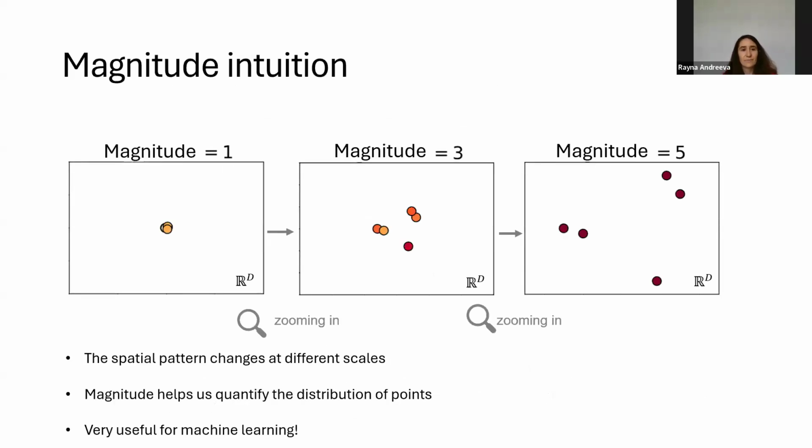So let's start with a simple visualization exercise. Start with a bunch of points and think about what happens with these points when you zoom in. Depending on the scale, the space will look different. The spatial pattern is changing, clusters are emerging and disappearing until all points have become their own clusters. What magnitude gives us is a way to express the spatial patterns in a compact way. It's a way to quantify the distribution at different scales. And as you think about it, this is quite powerful in its own right.